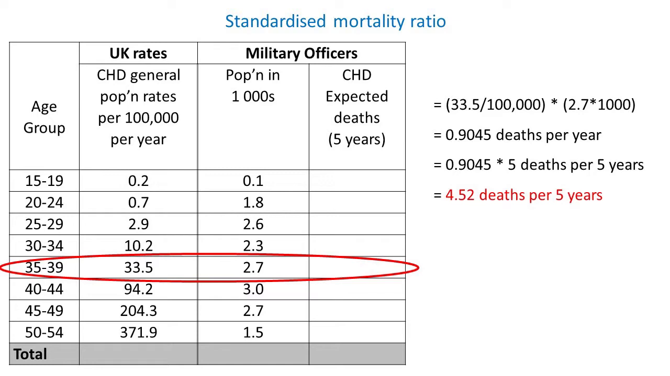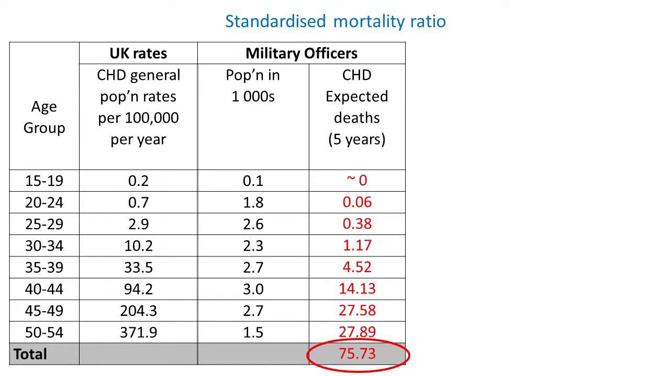This equals 0.9045 deaths per year. However, as our observed deaths are per 5 years, we need to multiply 0.9045 by 5. This gives us 4.52 expected deaths per 5 years. Repeat the calculation for military officers in other age groups, then add all the deaths up.